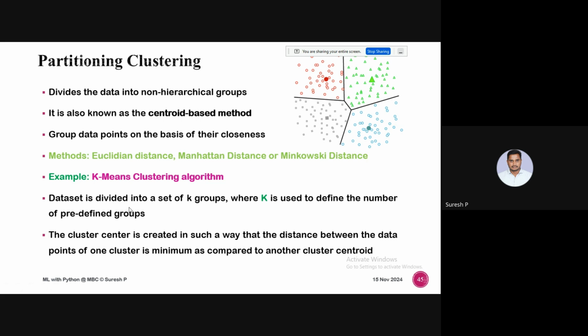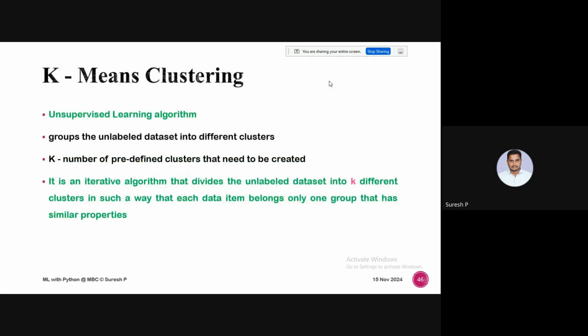So here the data set is divided into a set of k clusters, where k is used to define the number of predefined groups. The cluster center is created in such a way that the distance between the data points of one cluster is minimum as compared to another cluster centroid. So that is very, very important. As I said already, the red color point is not close to the yellow color centroid or green color centroid. Red color data point is close to the red color centroid point. So that's why we are forming those clusters.